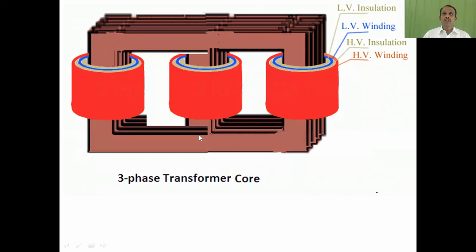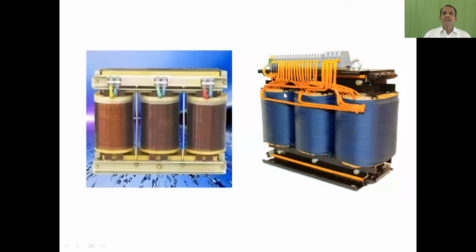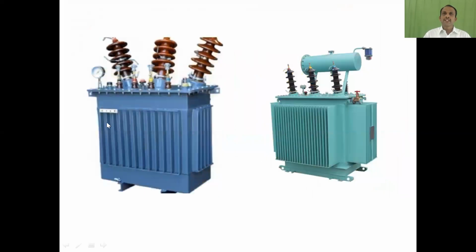This is your transformer core, and you have windings. You have 3 windings. So this is a three-phase transformer which carries a low voltage winding and a high voltage winding with their corresponding insulations. This is an animation picture of a three-phase transformer core, and this is a physical picture of a three-phase transformer core. You can see the three-phase windings here with the tapping connections. And this is how the total transformer is completed.